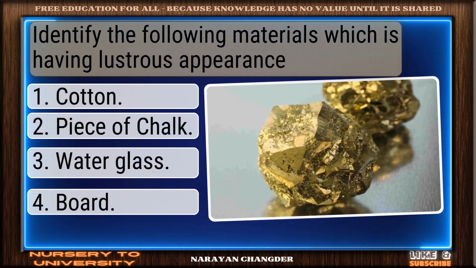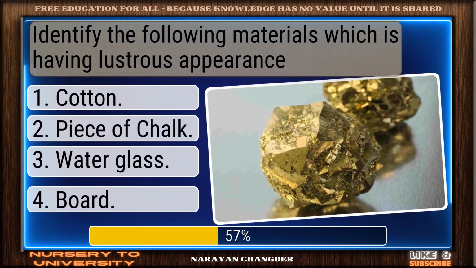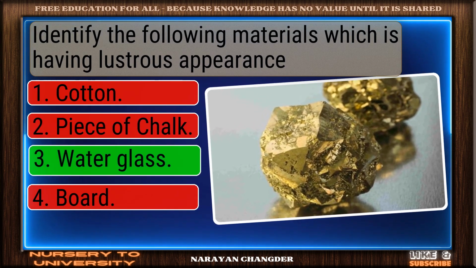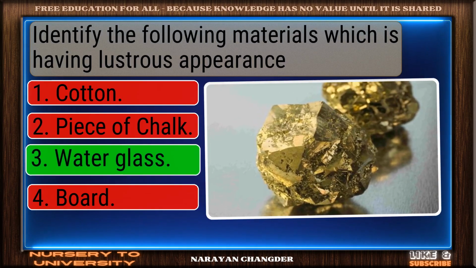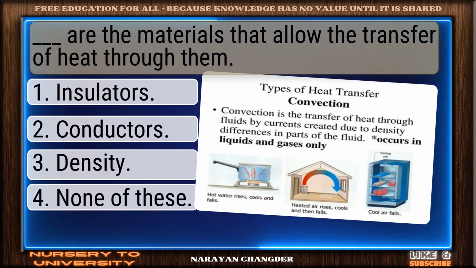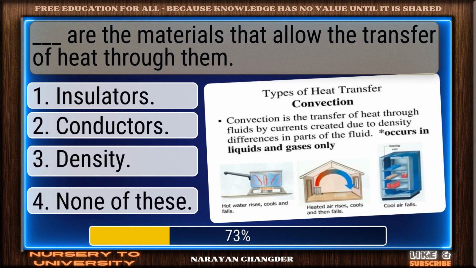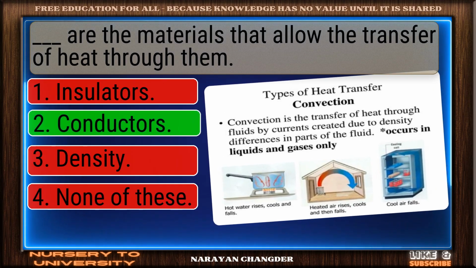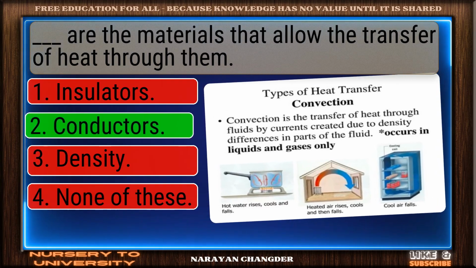Identify the following materials which is having lustrous appearance. Good job. Your answer, water glass, works well here. Dash are the materials that allow the transfer of heat through them. Clear logic. Your choice, conductors, is sound and 100% true.